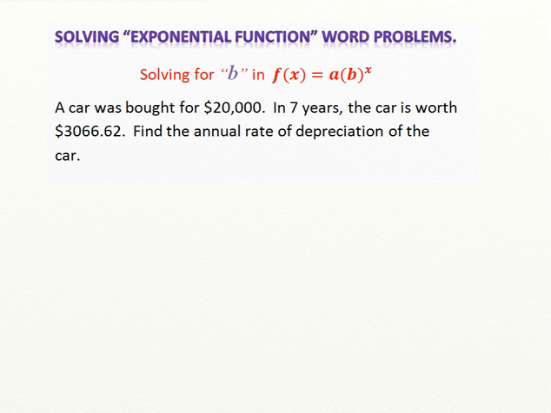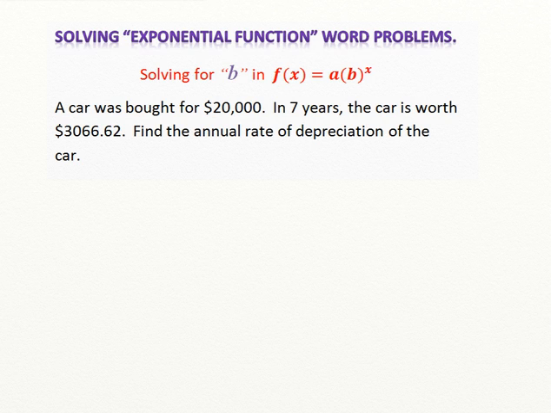This next problem involves exponential decay, and we are again being asked to solve for the base, or in this case, the decay rate. Because we're talking about a car and the value of a car, instead of decay rate, it is referred to as the depreciation rate. A car is bought for $20,000, and then they're telling us in 7 years the car's worth is only $3,066.62. And it's asking us to find the annual rate of depreciation, that is, the annual decay rate of the car's value.